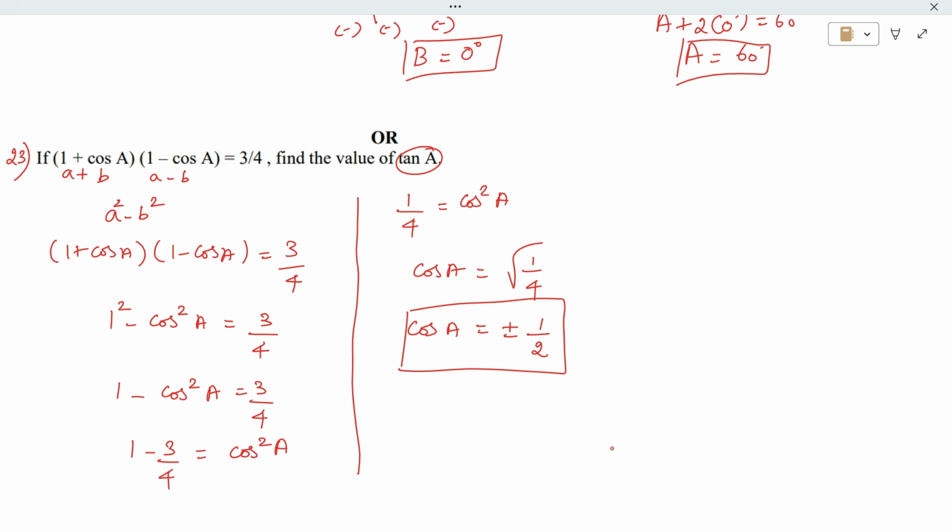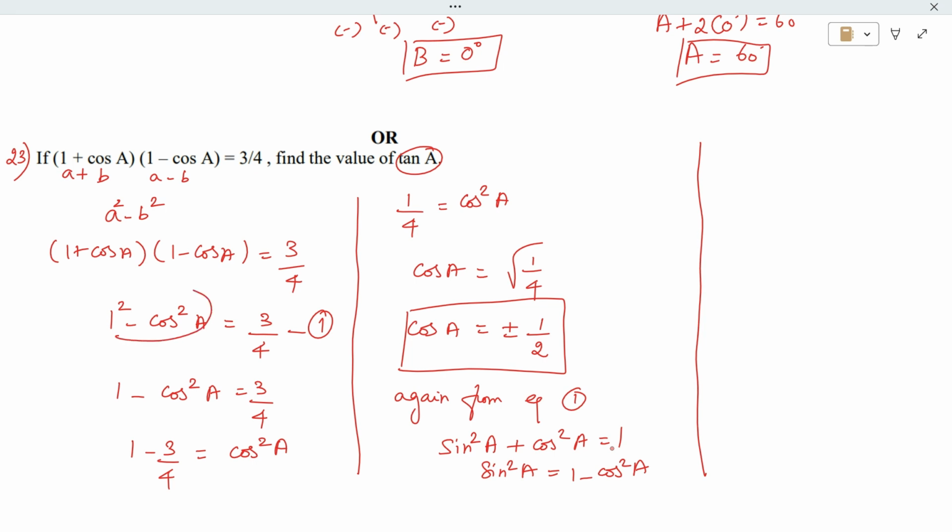Again, I am coming to this equation. So let me name it as equation 1. Again, from equation 1, I know 1 minus cos square is sine square. As per the identity, sine square A plus cos square A is 1, isn't it? So sine square A is nothing but 1 minus cos square A. So I can substitute instead of 1 minus cos square A as sine square A, that is equal to 3 by 4. So now take the square to the other side.